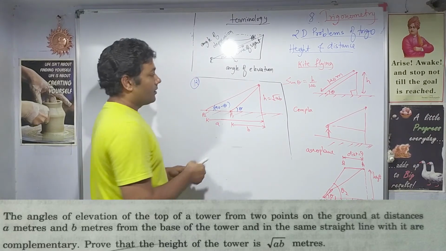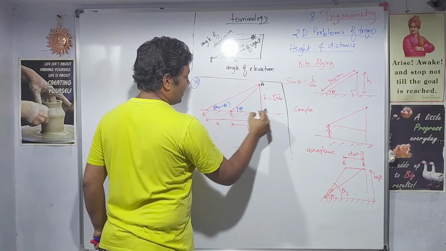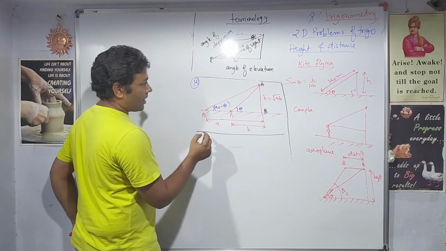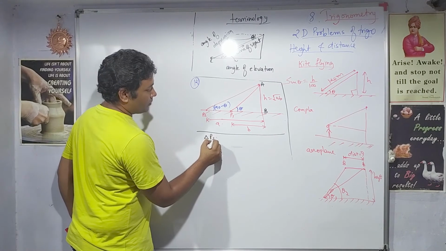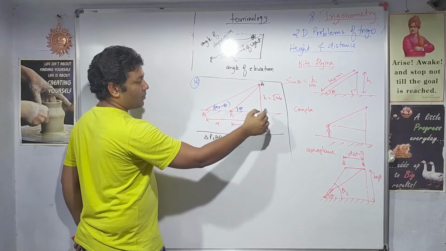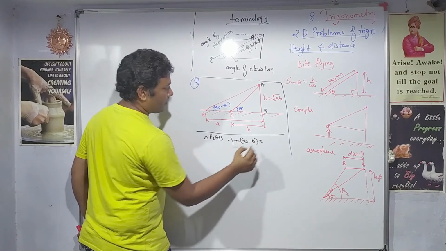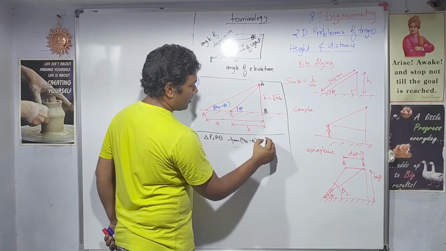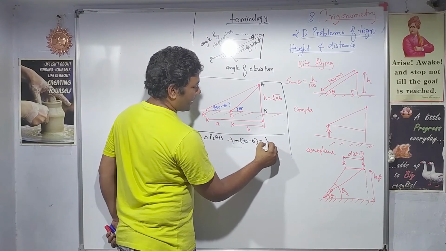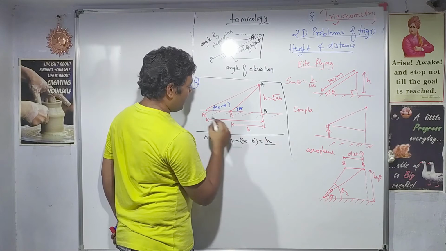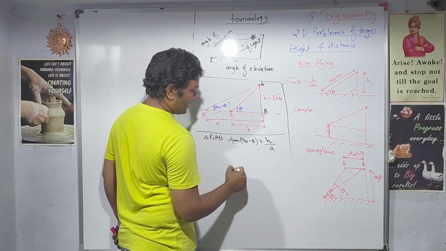Let us start. So AB, points P1, P2. Again we have two triangles, so we can start with triangle P2AB. Again tan theta is perpendicular and base. So tan 90 minus theta will be perpendicular, which is AB, right? So I will take it as h. I have to prove that h is root AB. So perpendicular and base will be a, correct?